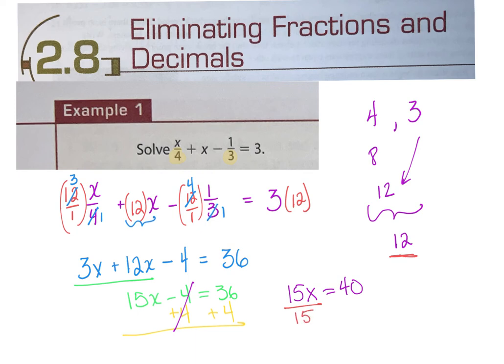My last step here: divide by 15. They gave me a fraction, so how do I reduce that? What goes into 40 and into 15? 5. So I'm going to divide by 5. 40 divided by 5 is 8, over 3. That is my final answer. 8/3 is my final answer.